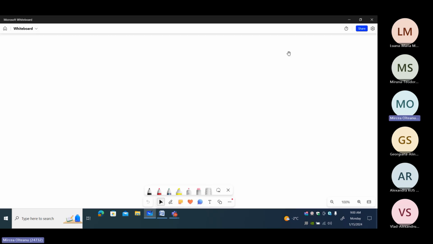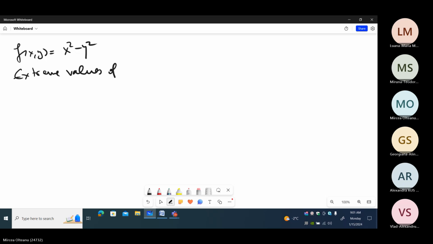Okay, let's see another example. Let's consider f of (x, y) equals x squared minus y squared. So the question is to find the extreme values of the function f on the set K, which is the closed disk of center 0 and radius 2.